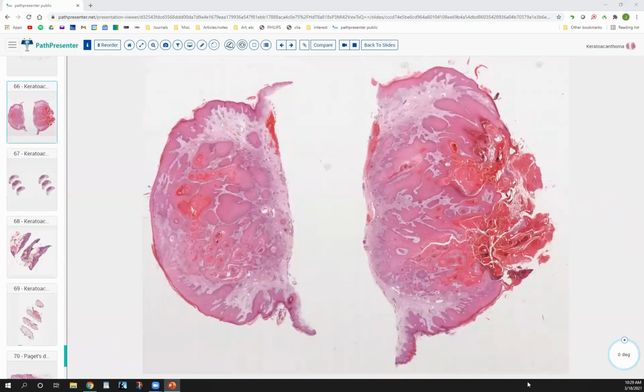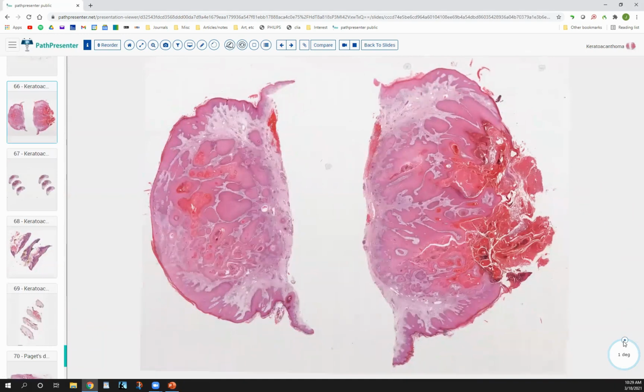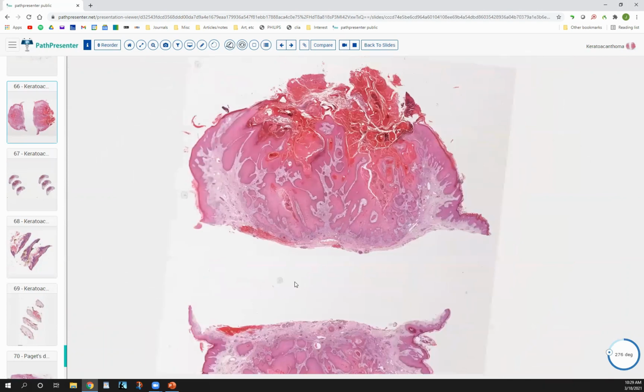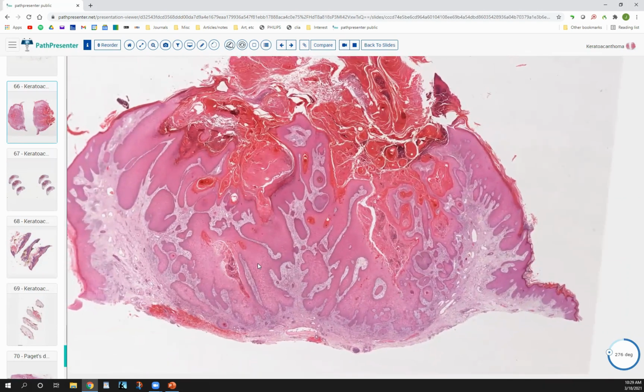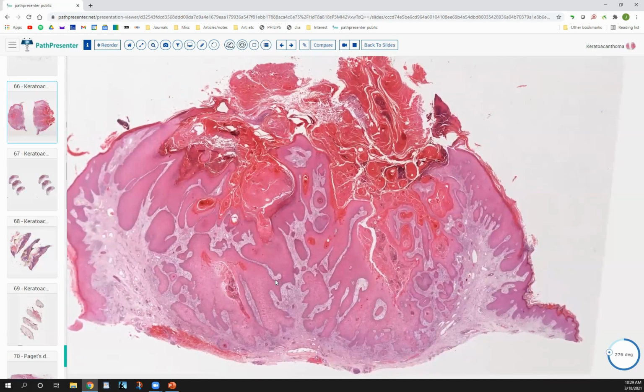Okay, so now we're going to shift gears and look at another fairly common thing that we see in practice, and which you will definitely see at some point. One word I would use to describe this is crateriform. So we know it's a squamous proliferation. We can see this downward growth of squamous cells. We know it's crateriform. It's got this sort of volcano-like appearance, this plug of keratin centrally. So this is a nice example, a low-power diagnosis, of a keratoacanthoma.